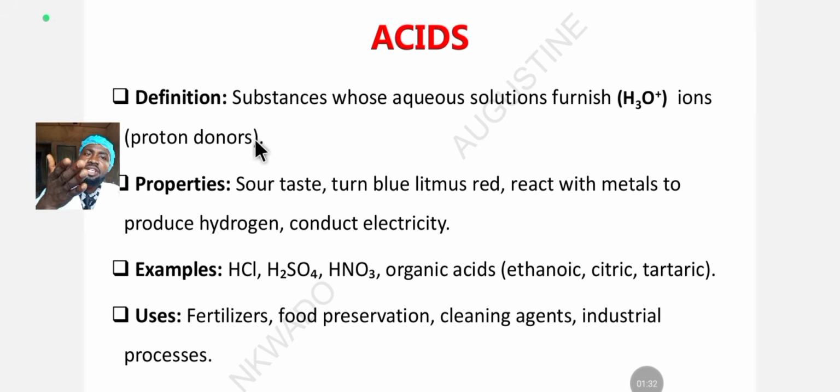Now let's look at the definition we have here. An acid is a substance, or acids are substances, whose aqueous solution furnishes what? Hydronium ions, which is also known as what? Proton donor. Acids are called proton donors. What is the meaning of aqueous solution?